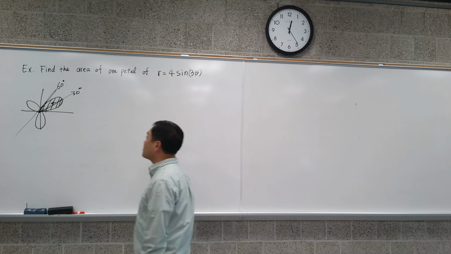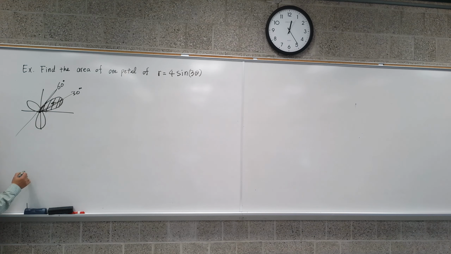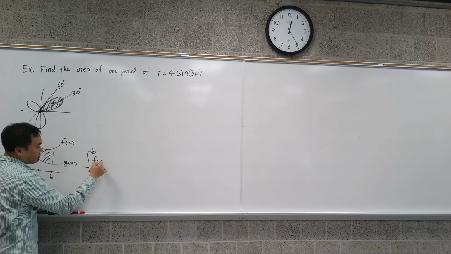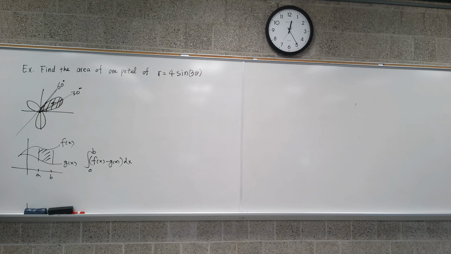Now this is quite a challenge because in Calc 2, we learned how to find the area between curves. So we were taught that if you have one curve, another curve, and let's say this is f of x and then g of x for some domain a to b, then simply the area between the two curves is the integral from a to b of f(x) minus g(x) dx. That's the way that we were taught.